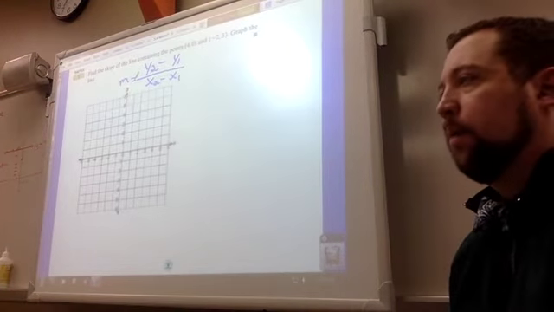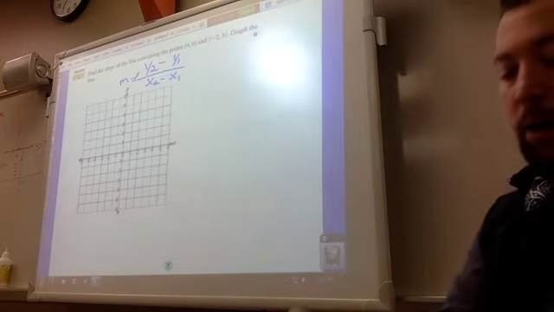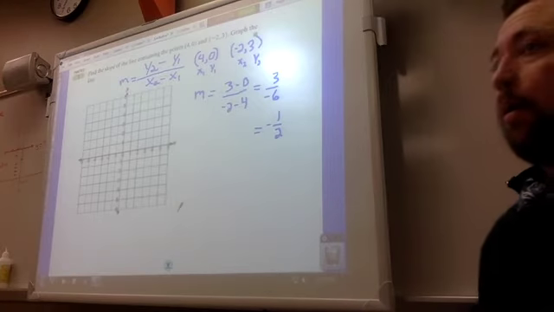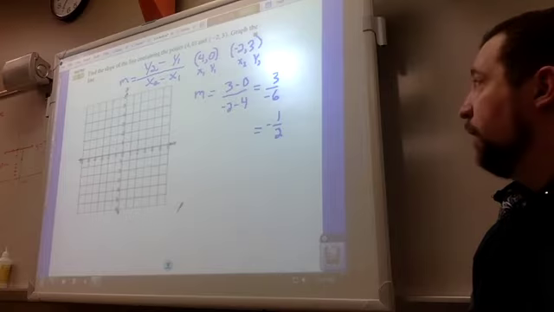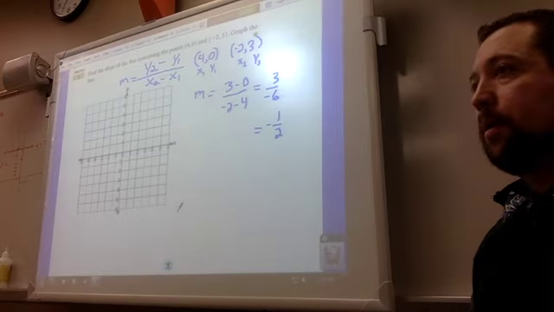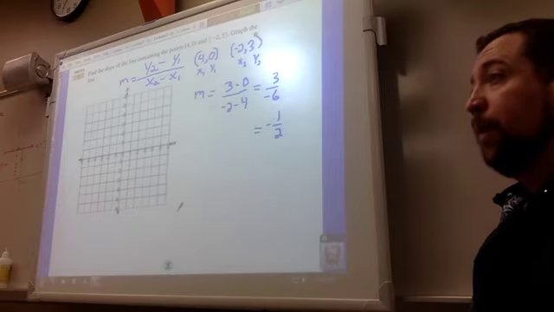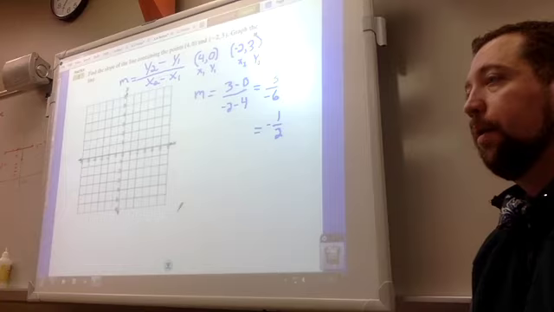All right, did we find the slope? Yes. What did you get? I got -1/2. 3 minus 0 is 3. -2 minus 4 is -6. All right, since the larger number is on the bottom, you're going to have a fraction when you reduce. So -1/2.